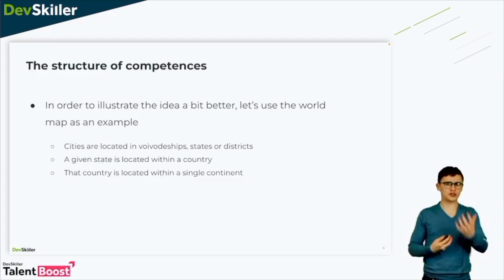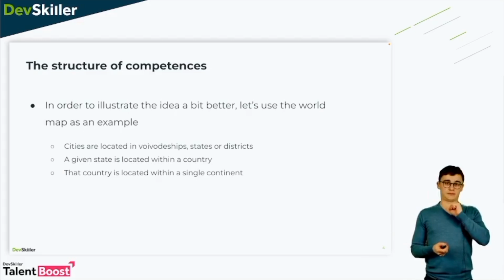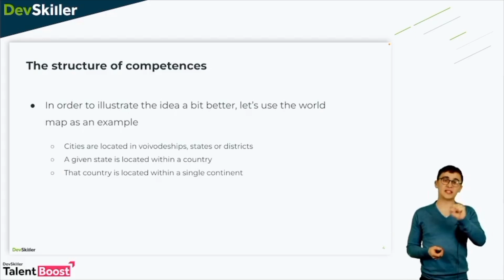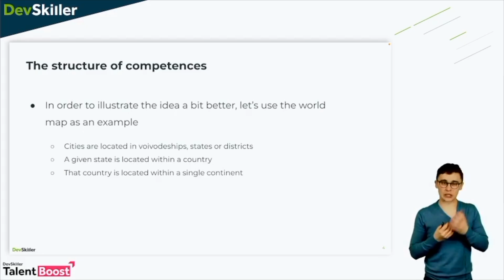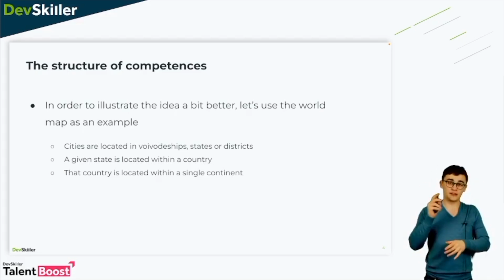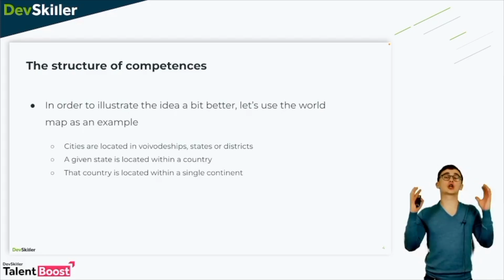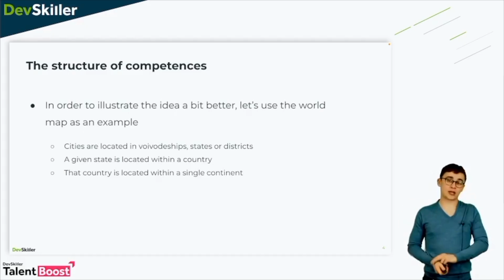Now, in order to illustrate this breakdown a bit better, let's take the world map as an example. A single skill would be a city, the smallest unit, and this city is located within one district, state, or voivodeship. This district or state is located within a single country, and that country is located within a single continent. And this is basically how it works here. We've got a city, a district, a country, and a continent.